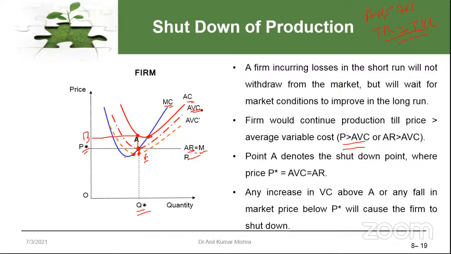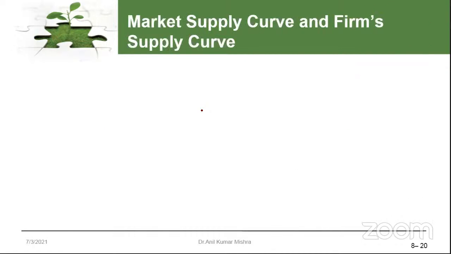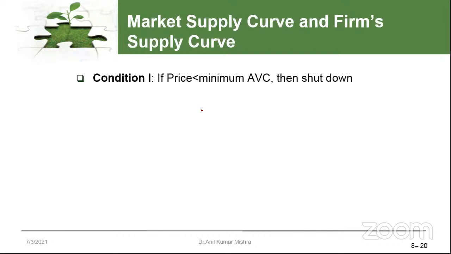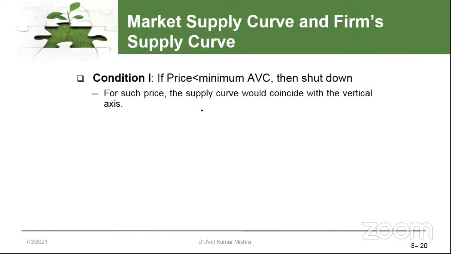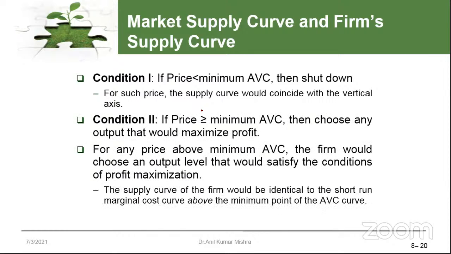So in the short run, we have to come across these four situations. First is the normal profit, then supernormal profit, then losses, and thereafter the shutdown point. After that, we move to the firm supply curves: how a particular firm creates its supply curve, and up to what extent.